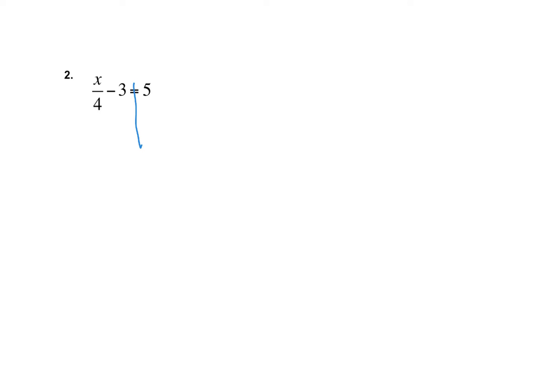All right, number 2, I have x divided by 4 minus 3 is equal to 5. All right, since that 4 is closer to that x, we're going to start with the 3. And again, we're undoing the order of operations, so we're going to undo that subtraction first. So I'm going to undo that by adding the 3 to both sides.